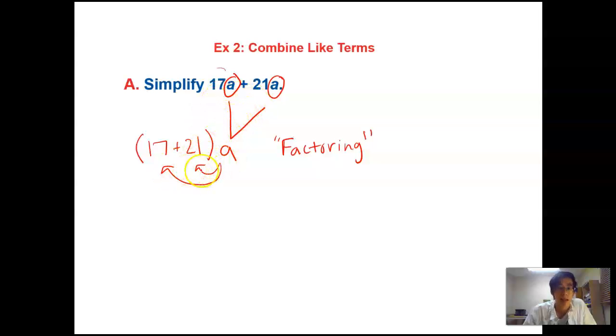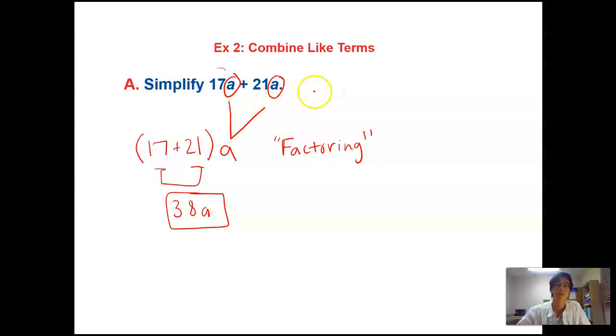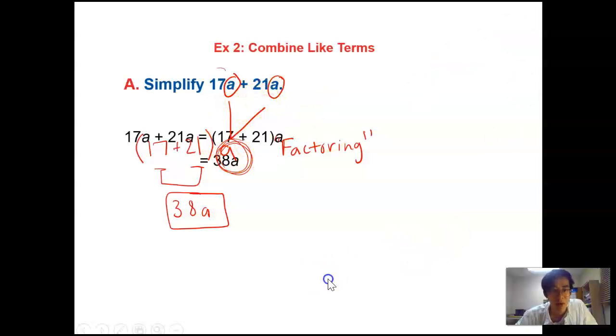So factoring is that, and once I have that set up, I can just add these together, and that is going to give me 38a. Right? So that's the reason why we combine like terms: because I can extract the common factor a from 17 and 21 because they both have it. That's why we can combine them together. So let's look at a more concrete example.